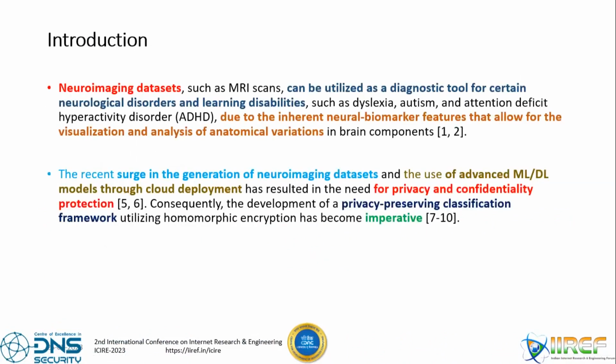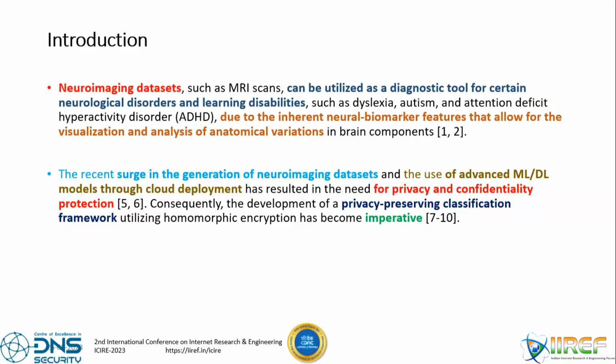I move to the introduction. Neuroimaging data sets such as MRI scan, CT scan, PET scan, and EEG scan can be used as a diagnostic tool for certain neurological disorders and learning disabilities, such as dyslexia, autism, and attention deficit hyperactivity disorder, because they contain certain neurobiomarker features that allow researchers and medical luminaries to visualize and analyze the anatomical variation in the brain components, particularly in the left hemisphere of the brain.